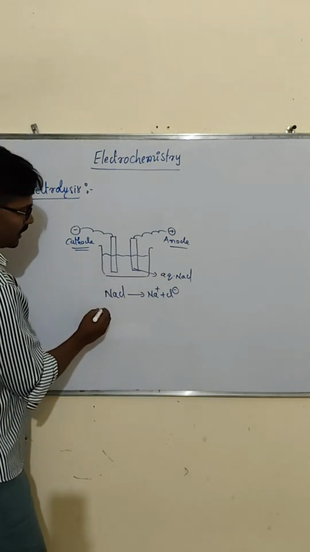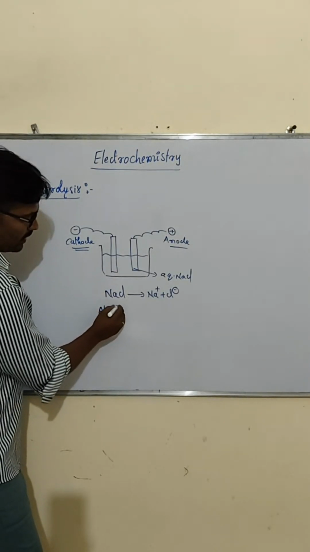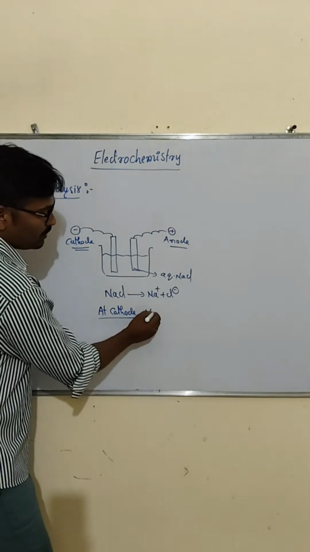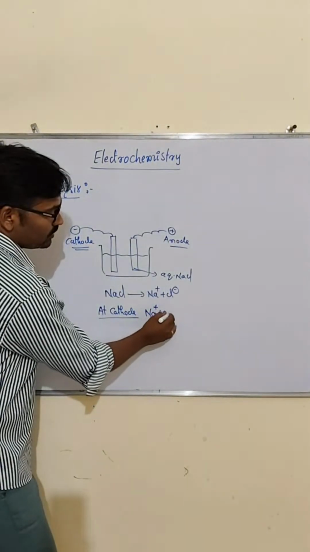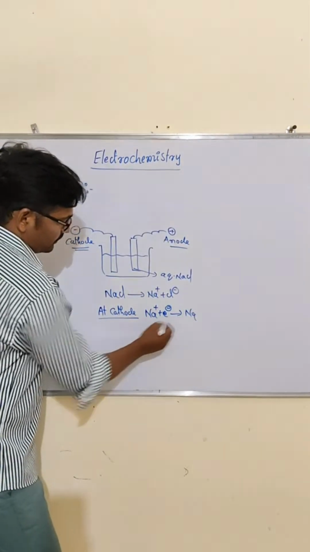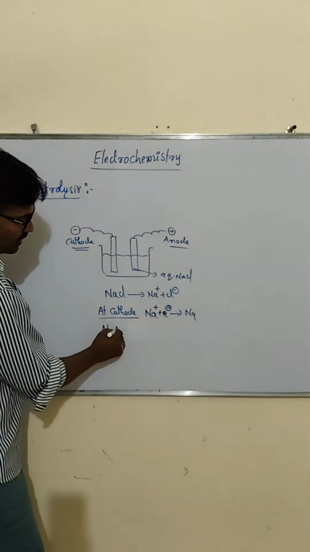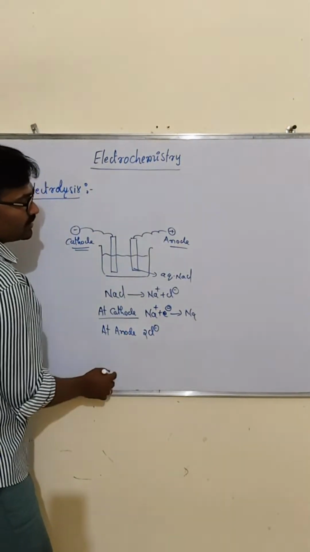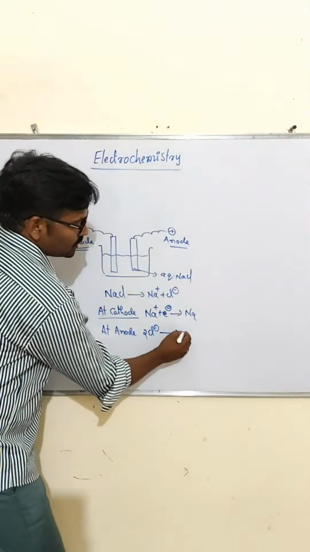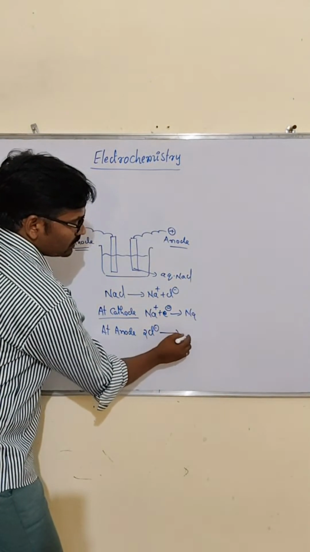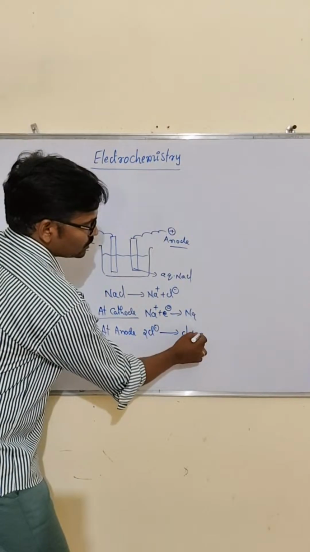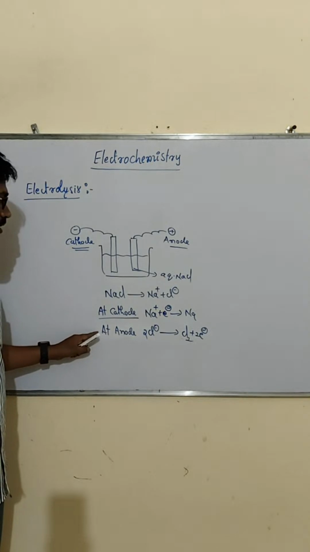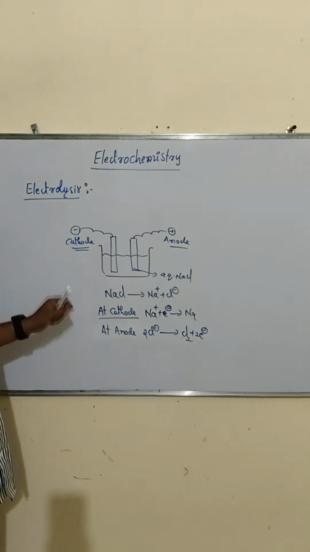In case you take the cathode, the chemical substance, for example Na plus, by taking an electron will be converted into Na. Then at the anode, Cl minus will be converted into Cl2 plus 2 electrons. This is what we call oxidation. So oxidation and reduction both take place. That we call the electrolysis process.